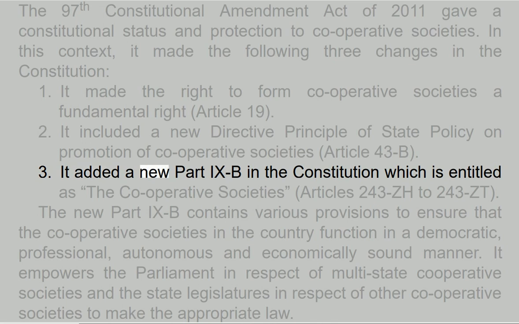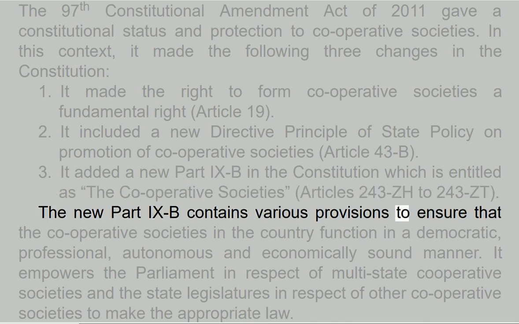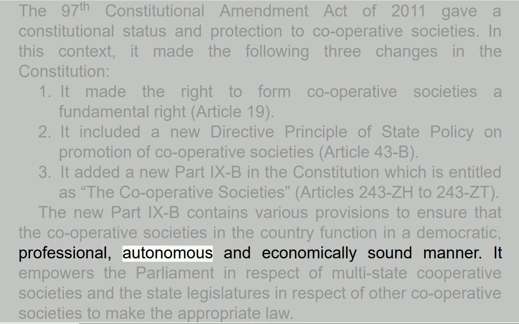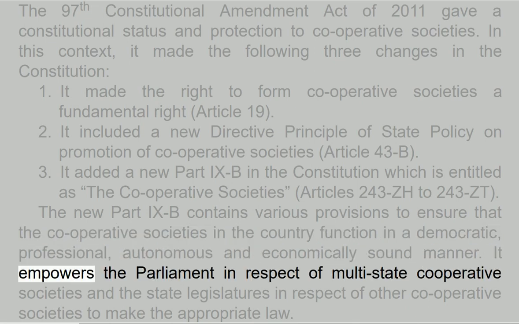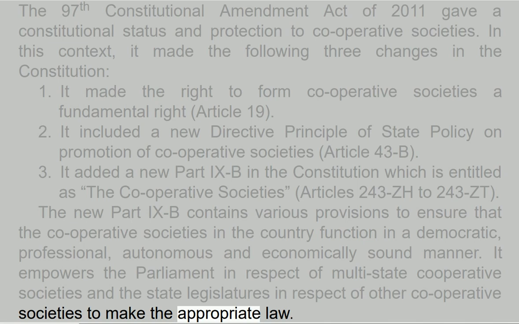3. It added a new Part IX-B in the Constitution which is entitled as the Cooperative Societies, Articles 243ZH to 243ZT. The new Part IX-B contains various provisions to ensure that the cooperative societies in the country function in a democratic, professional, autonomous and economically sound manner. It empowers the Parliament in respect of multi-state cooperative societies and the state legislatures in respect of other cooperative societies to make the appropriate law.